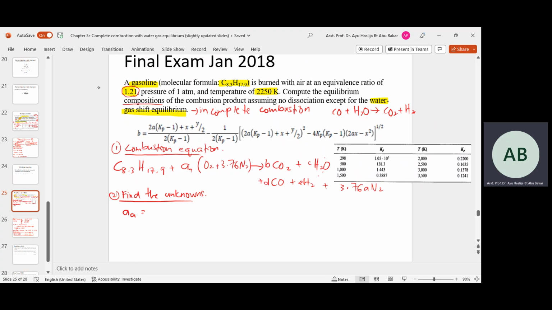The X plus Y/4 is A stoic. Divide with the equivalence ratio to find the A actual. Okay, remember, this is one of the equations. So from here, what do you get for A actual? Sorry? 10.56. The rest get the same?